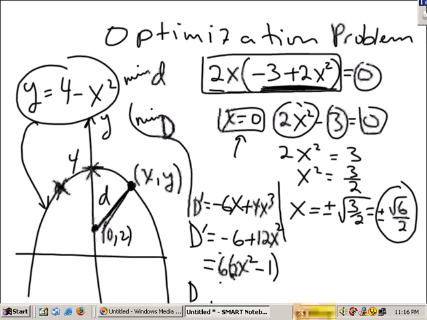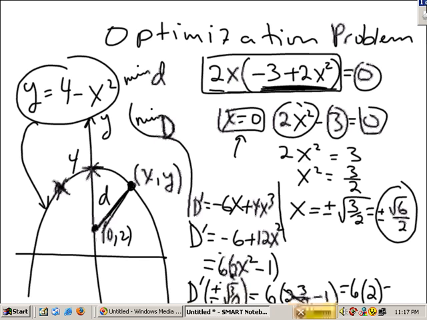And the second derivative at plus or minus the square root of 3 over 2 will equal 6 times (2 times x squared minus 1). Whether x is positive or negative, when we square it, we get the same value, 3 over 2. The 2's cancel out, so what's inside the brackets is 3 minus 1, or 2, which gives 12, which is greater than 0. Okay, that means we have the min value.